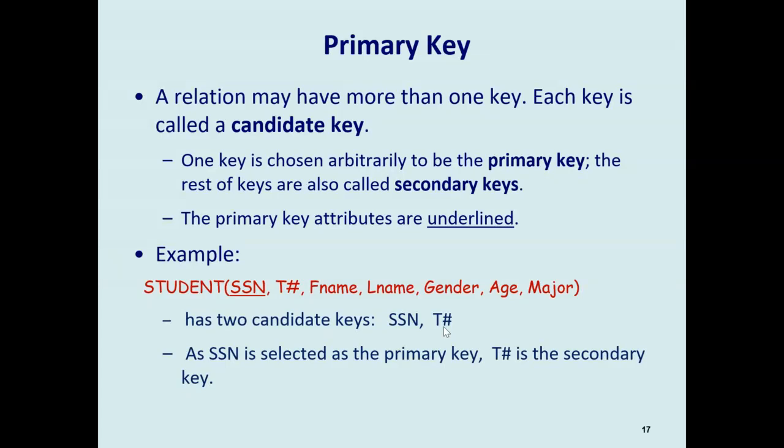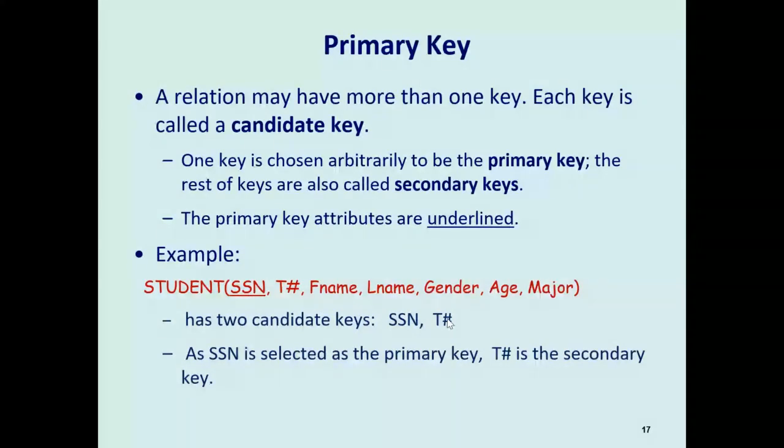Okay, so that's why SSN is a key. T number is also a key. So we have 2 keys, and both SSN and T number are called candidate keys. Then we have to select the primary key. In this case, the SSN is selected as the primary key because it is underlined, no? So that means T number is a secondary key.